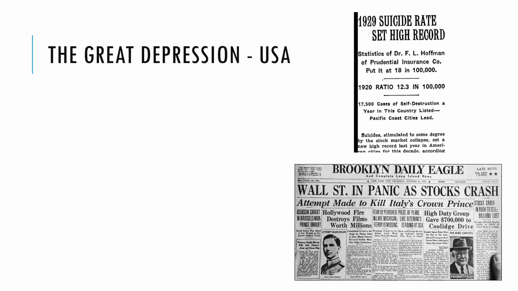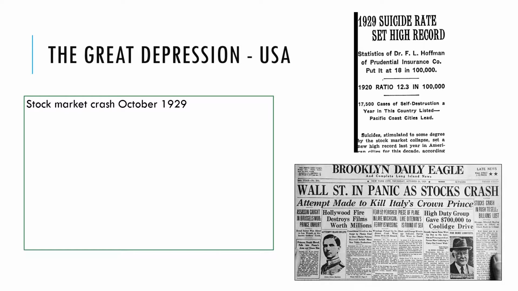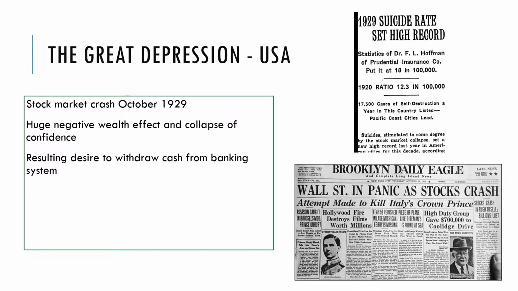So the Great Depression arrived in the USA in 1929. It started off with a stock market crash. We mentioned earlier that the stock market had been booming. There was a Wall Street crash in 1929 when stock prices suddenly started dropping. This had a huge negative wealth effect and a collapse in the confidence in the economy.